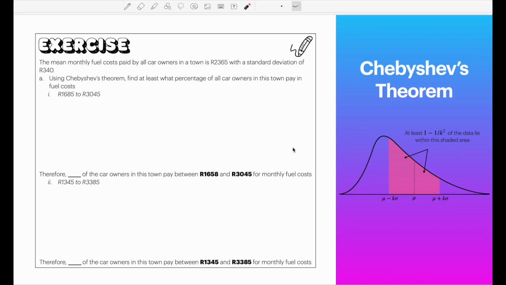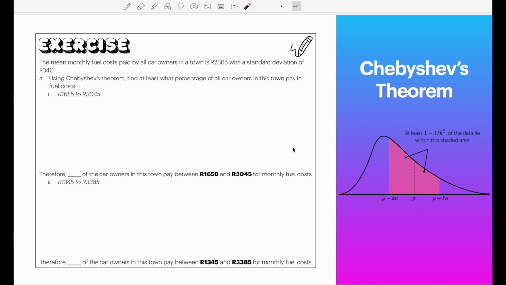Alright, so we have here an example where all car owners in a town were asked how much they spend on fuel on a monthly basis and found that on average they spend 2,365 rands with a standard deviation of 340 rands. So now using Chebyshev's theorem, we need to find at least what percentage of all of these car owners are paying between 1,685 rands to 3,045 rands. And then on the second example there, we need to find the percentage of them that are paying between 1,345 rands to 3,385 rands.